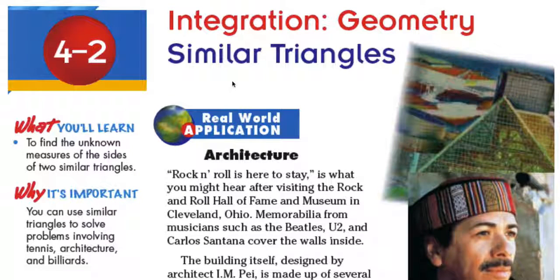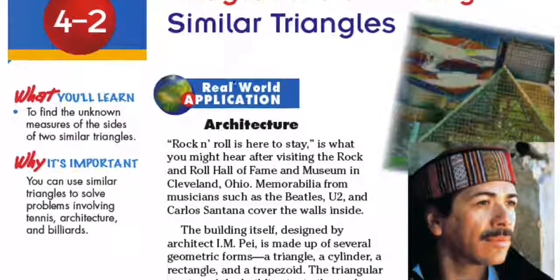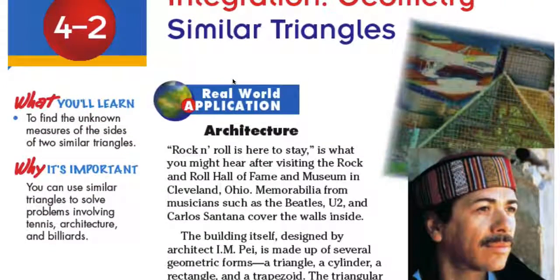Lesson 4-2, similar triangles. In this lesson you'll learn to find the unknown measures of sides of two similar triangles. It's important because you can use similar triangles to solve problems involving tennis, architecture, and even billiards.